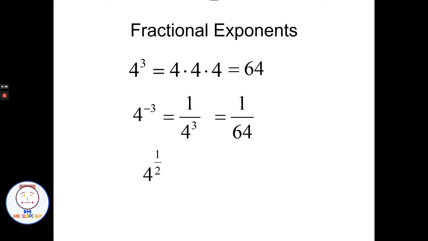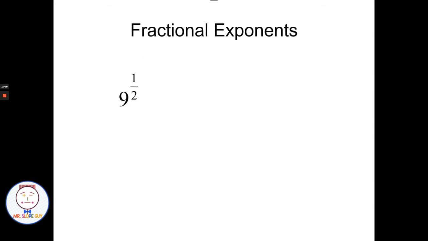Now, 4 to the 1 half is equal to the square root of 4. So an exponent of 1 half is asking for square root, and the square root of 4 is 2, because 2 times 2 is 4. Ooh, that's weird. We've never seen something like that before. 1 half as an exponent, meaning the square root of. And we all know 2 squared is 4, so the square root of 4 is 2.